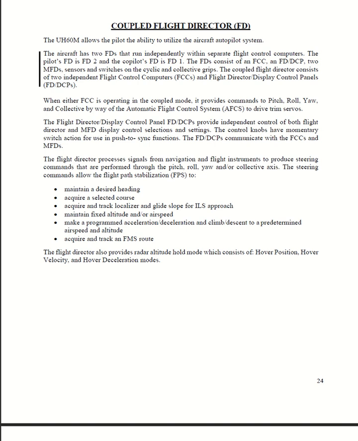The flight director processes signals from the navigation and flight instruments to reproduce steering commands that are performed throughout the pitch, roll, yaw, and collective axis. The steering commands allow flight path stabilization to maintain desired heading, acquire a selected course, acquire and track localizer and glide slope for ILS approaches, maintain fixed altitude and/or airspeeds, make a programmed acceleration or deceleration, and climb and descend to a predetermined airspeed and altitude, acquire and track an FMS route. The flight director also provides radar altitude hold mode, which consists of hover position, hover velocity, and hover deceleration modes as aforementioned.